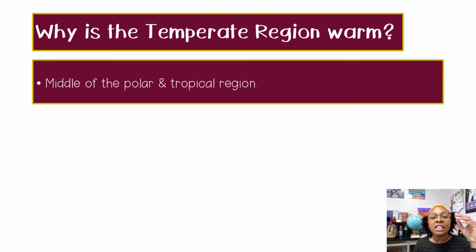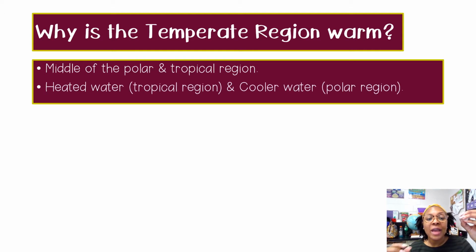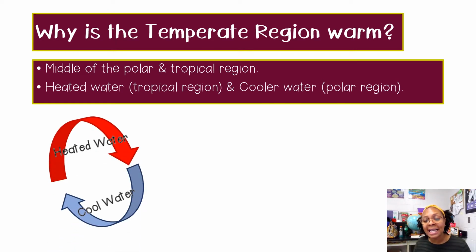All right. So it's in the middle of the polar and the tropical region. So we always say it's the best of both worlds. So you have that heated water coming from the tropical region, and you have that cooler water coming from the polar region, and they're kind of mixing together, making the best of both worlds. So we have that constant circulation, and we know that when that warm air rises, that cool air sinks. Warm air rises, cool air sinks.